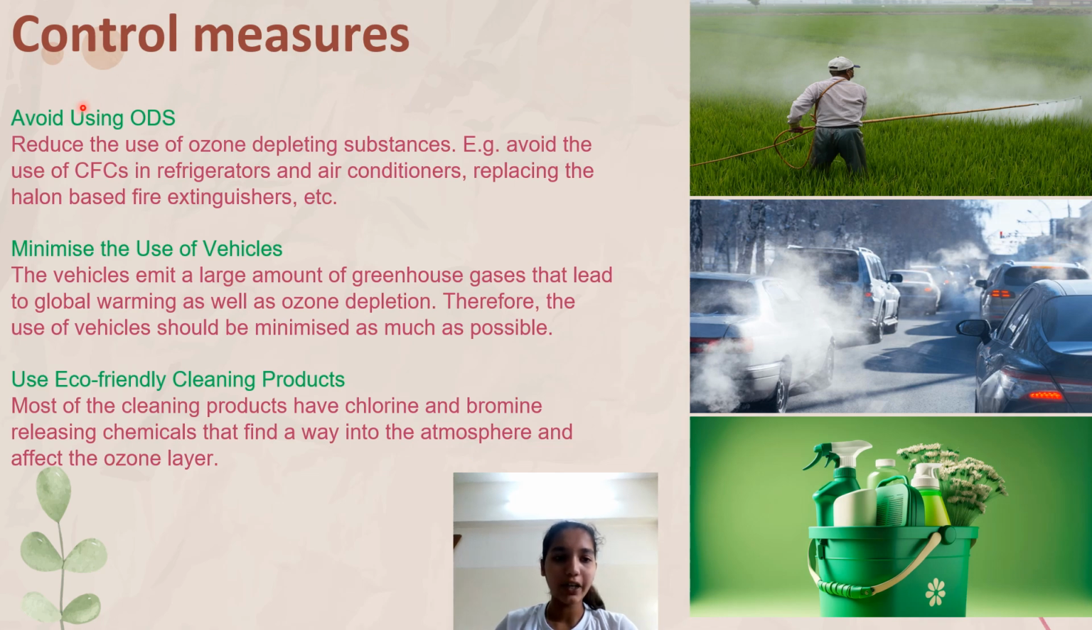Control measures. Avoid using ozone depleting substances. Reduce the use of ozone depleting substances. For example, avoid the use of CFCs in refrigerators and air conditioners, replacing halon based fire extinguishers, etc. Minimize the use of vehicles. The vehicles emit a large amount of greenhouse gases that lead to global warming as well as ozone depletion. Therefore, the use of vehicles should be minimized as much as possible.